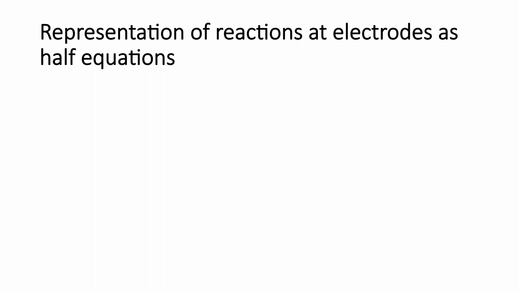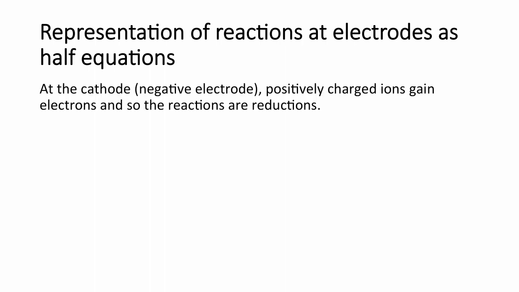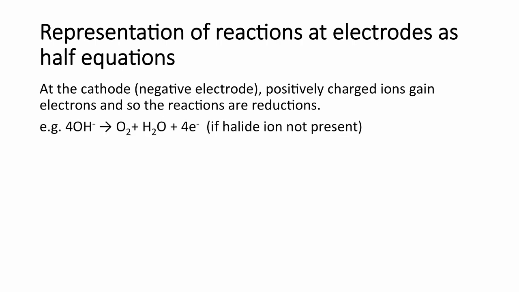Representation of reactions at electrodes as half equations. At the cathode, the negative electrode, positively charged ions gain electrons, and so the reactions are reductions. For example, hydroxide ions lose 4 electrons to form oxygen and water. This is if a halide ion is not present. If a halide is present, the halide ion loses an electron and becomes a diatomic halogen.